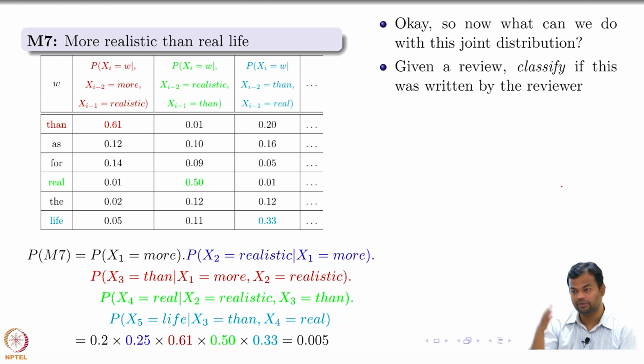And that doesn't matter, because what you could do is compute this probability for all the reviews that you have in your training data, and then based on that decide a threshold. So that's not the hard part. But the main thing is that given this joint distribution, you can compute this probability and then decide whether this was written by that author or not. Is that fine? What's the other more interesting thing that you can do?